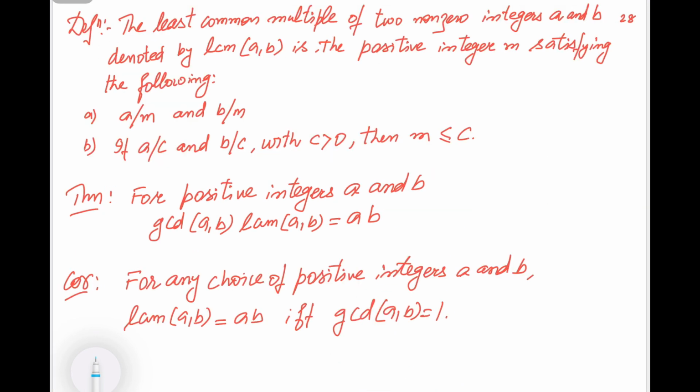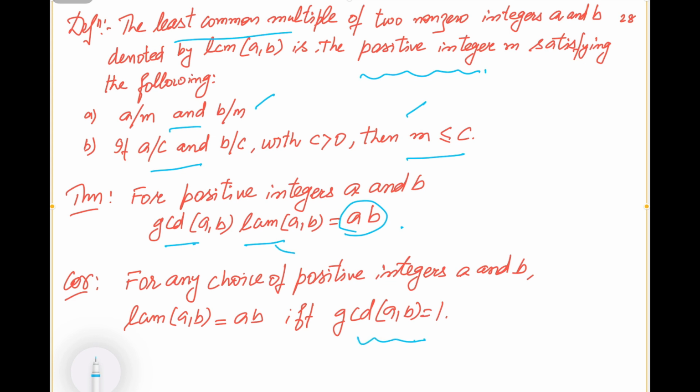Now we have definition of LCM, least common multiple. It is a common multiple, and if there is another common multiple C, then M has to be less than or equal to C. So the important thing is the least common multiple is always positive, and it has to satisfy these two properties. And with this, GCD of two numbers multiplied with their LCM equals product of the numbers. And if GCD of two numbers is 1, when we put GCD 1, what we get? LCM is equal to product of two numbers.